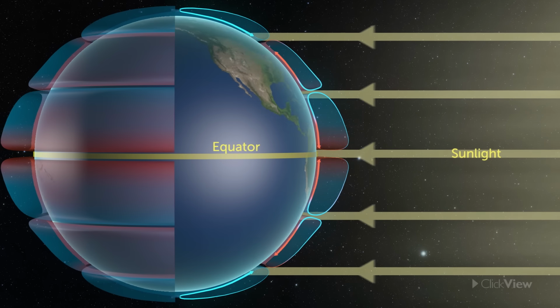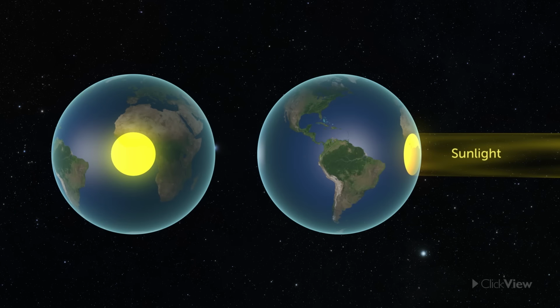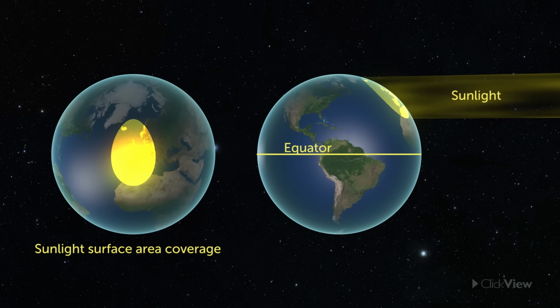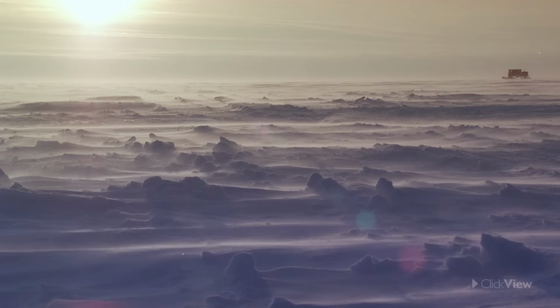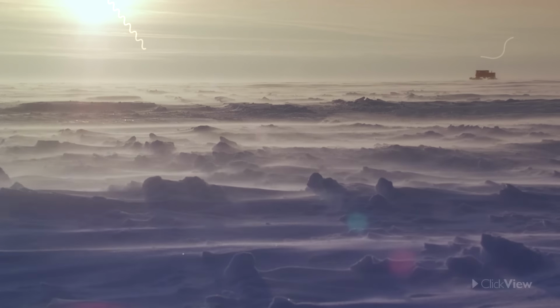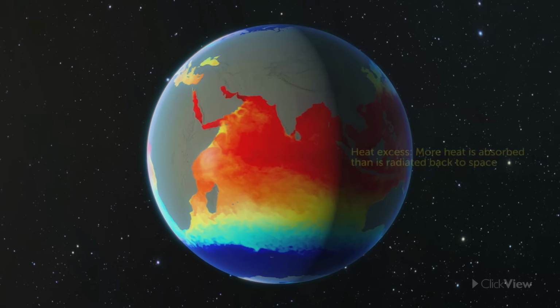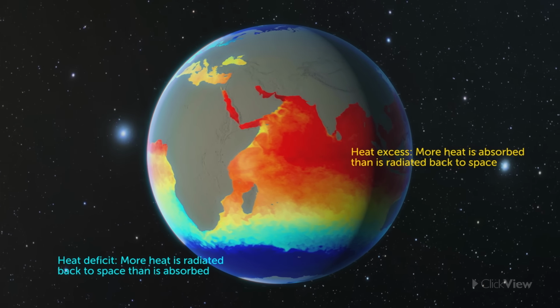Over the course of 1 year, the intensity of solar radiation, or insolation, is greatest over the equator because the sun is directly overhead. At the polar caps, the sun hits the Earth's surface at a much lower angle, so the same amount of energy is spread over a much larger area, which means it's cooler. Polar ice sheets also reflect most of the sunlight that does reach the surface. There is an excess of heat at the equator and a deficit at the poles.